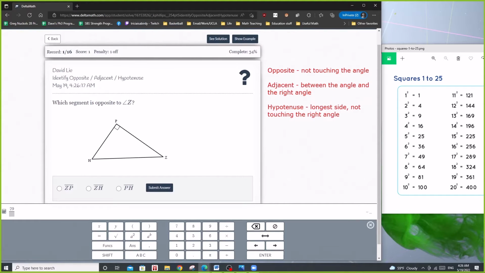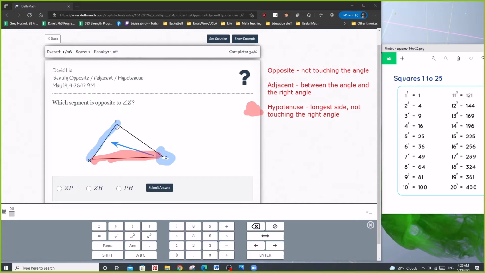So this is where the other terms come in, okay? First is opposite. It says opposite to Z, so let's start with Z. And here it says opposite is the one that's not touching this angle, okay? So here's Z. This side is not touching the angle, so it is your opposite side. Also draw an angle across. Your hypotenuse is still the long side. So this is your hypotenuse.